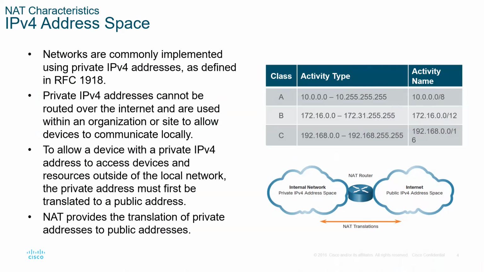IPv4 address space networks are commonly implemented using private IP addresses. They cannot be routed over the internet. We need public IP addresses for that. To allow a device with a private IPv4 address to access devices and resources outside the local network, the private address needs to be translated to a public address. NAT provides the translation of private addresses to public IP addresses.